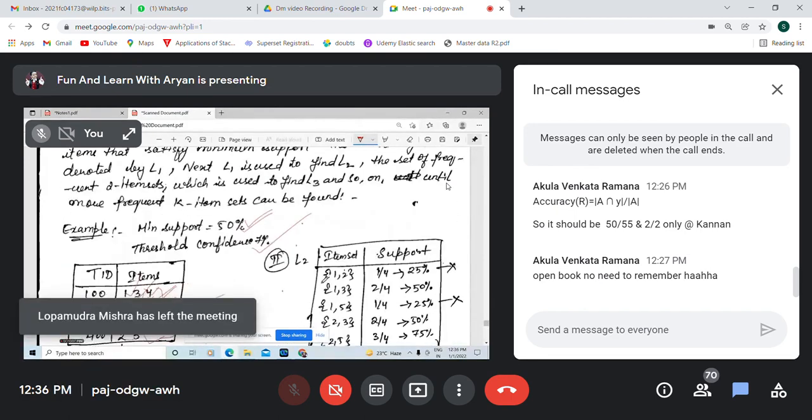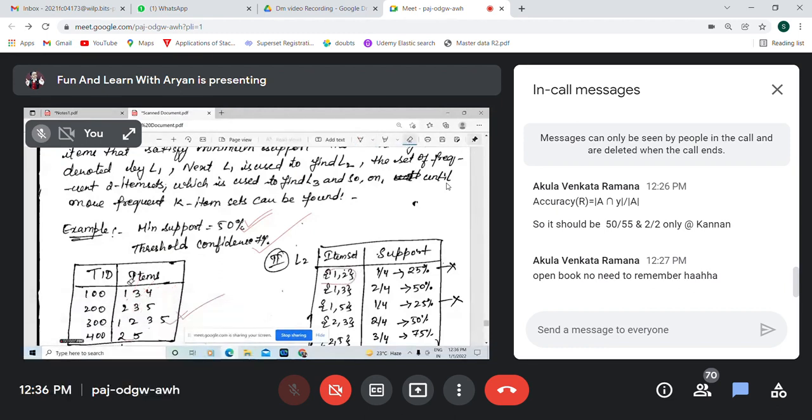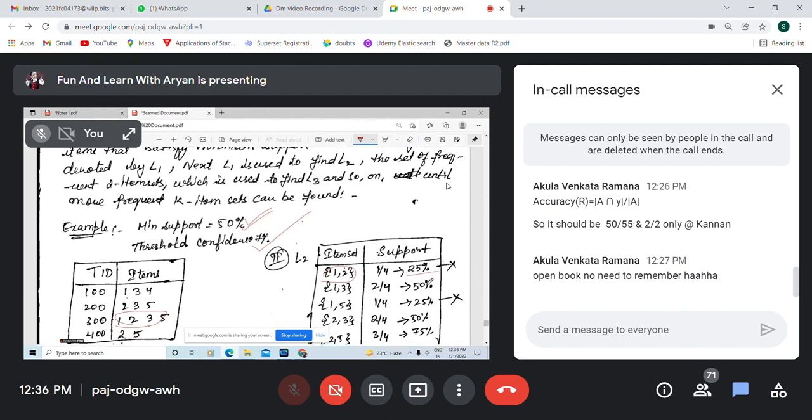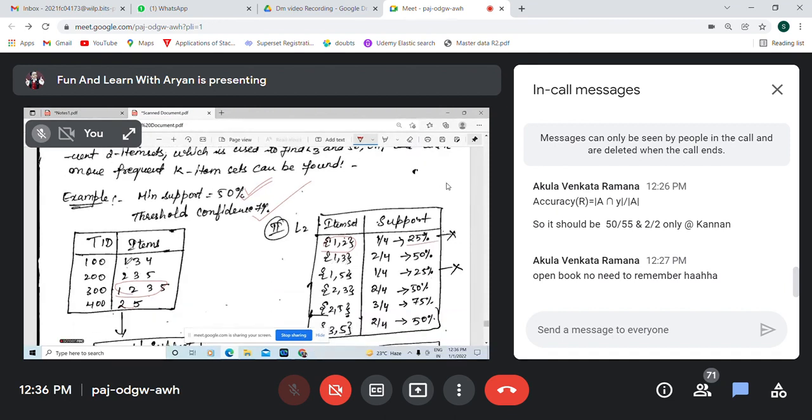Now where are you getting 1 and 2 both? 1 and 2, only one place. 1 by 4. Calculate the support value. Where are you getting 1 and 3? 1, 2. 2 by 4.